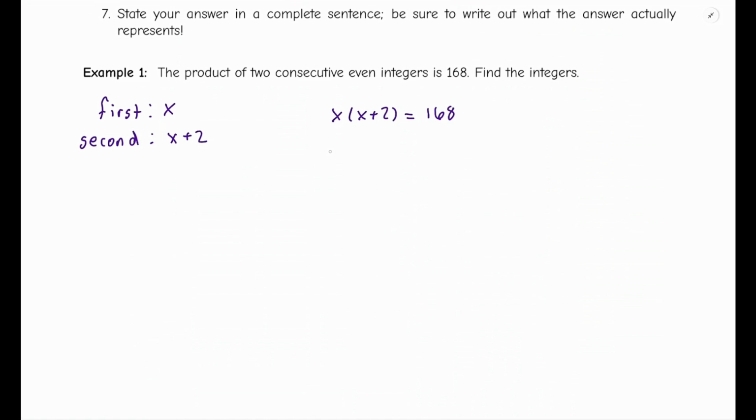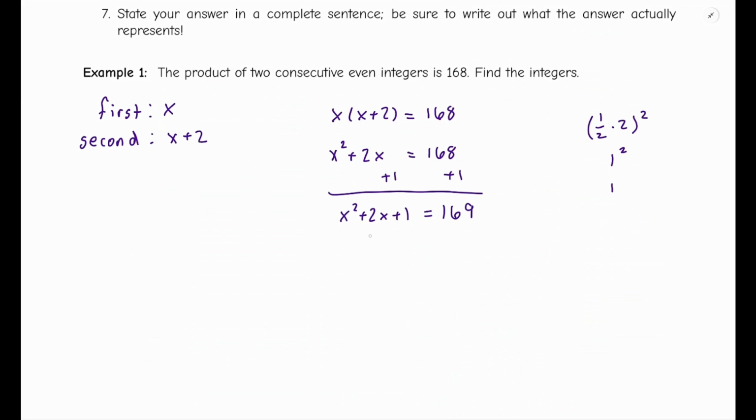I'm going to distribute the x first, and get x squared plus 2x equal to 168. Now I'm going to complete the square, but you could try to factor it or whichever method you like. 1/2 of 2 squared, 1 squared, 1. So I add 1 to both sides. x squared plus 2x plus 1 equals 169. That factors as x plus 1 squared equals 169.